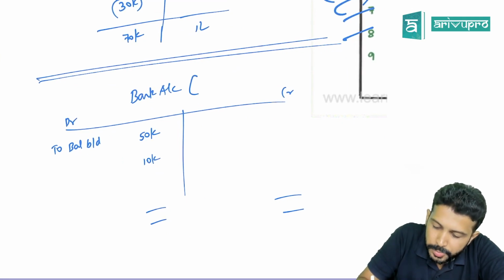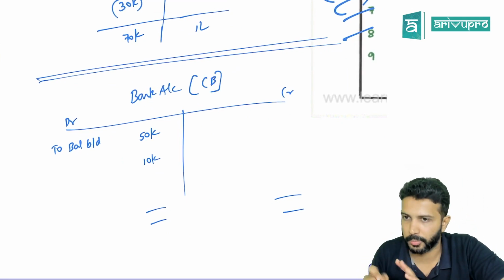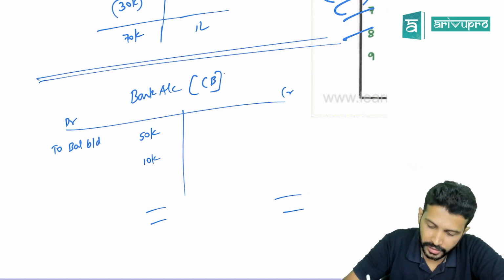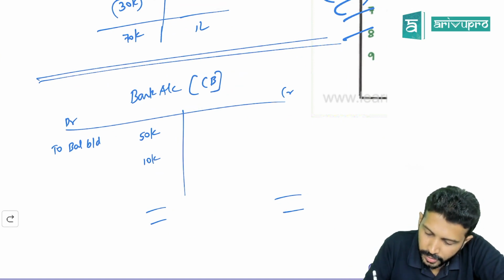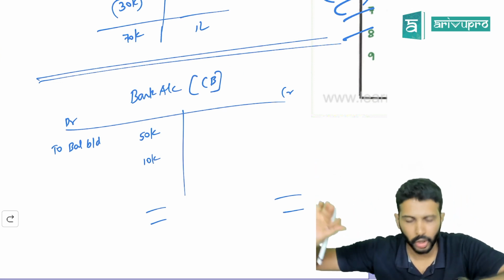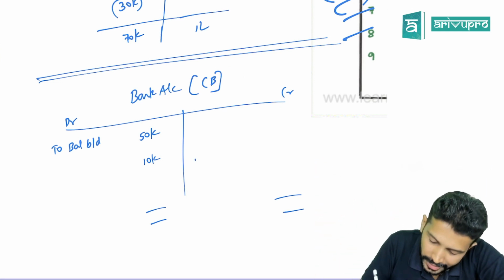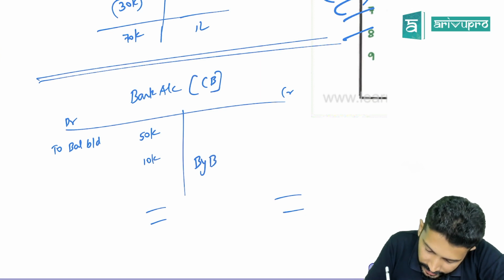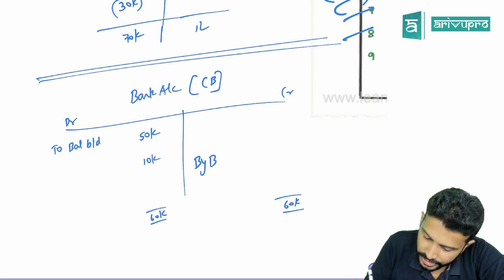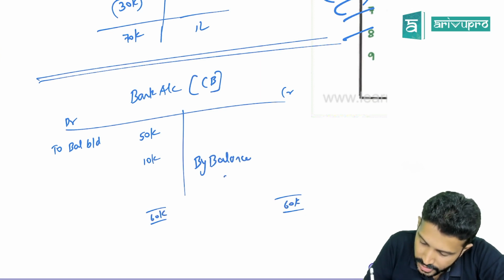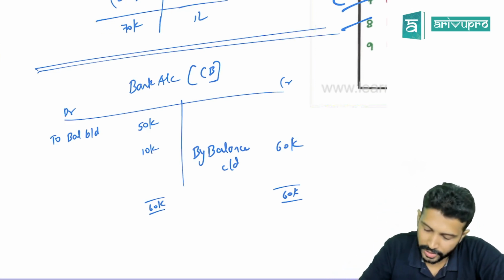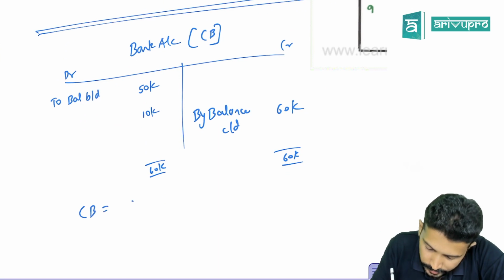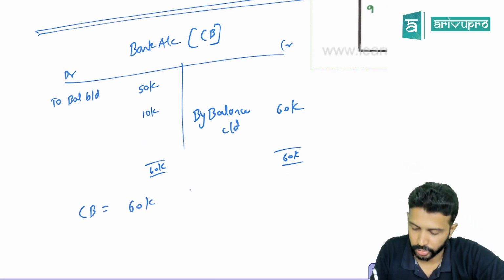Bank balance means cash book or passbook? Cash book. Bank account means as per our records. So here we refer to that as cash book. Let's assume no other transaction, only these two transactions. Can you tell me the closing balance? This side is 60,000, so that side also should be 60,000. To balance, we will write by balance carried down, 60,000. That means the cash book is showing a 60,000 balance.